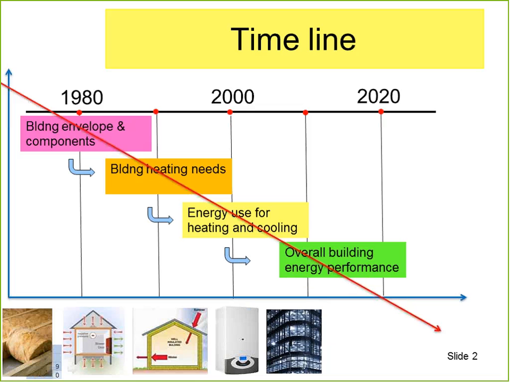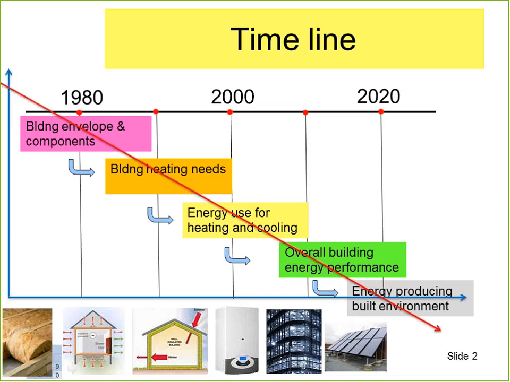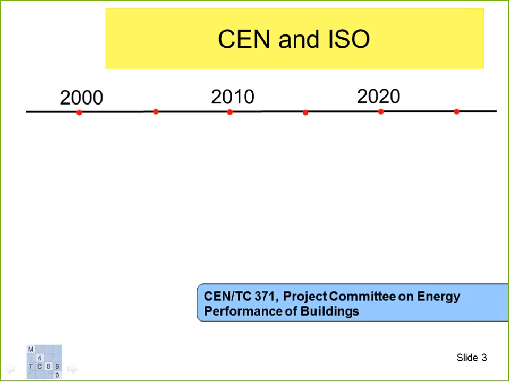Then we are now dealing with more complexity. So we're dealing now with the overall building energy performance, which means we include also things like lighting, controls, and domestic hot water. So we see more and more interactions between all these elements in the energy performance of buildings, and this might also lead to a reconsideration of the methods we use to calculate the energy needs for heating and cooling, which is the main topic of my presentation. And of course, we're also looking forward to standards which deal with energy producing built environment. So from components to the overall energy performance is the main trend.